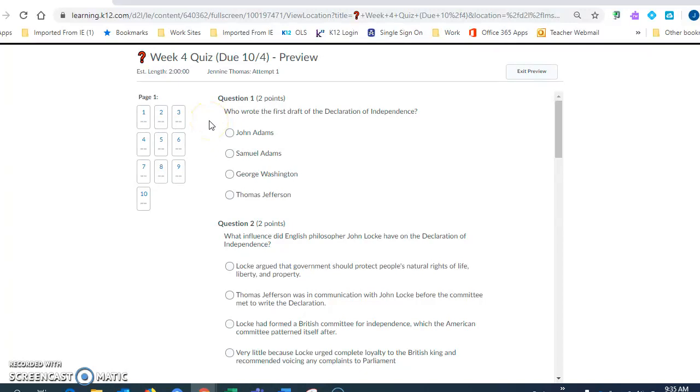Question 1. Who wrote the first draft of the Declaration of Independence? John Adams, Samuel Adams, George Washington, or Thomas Jefferson?